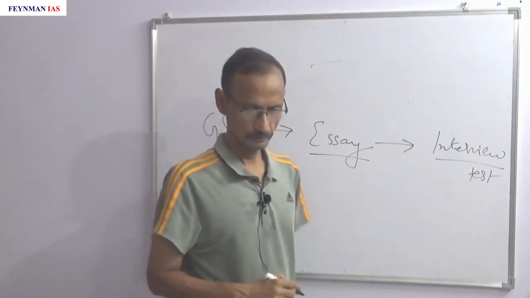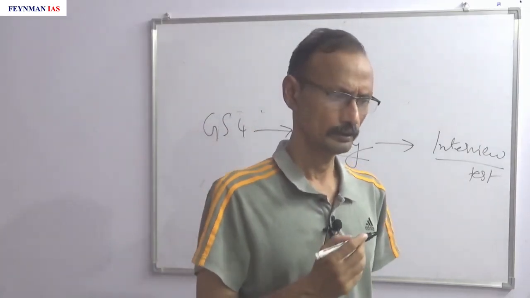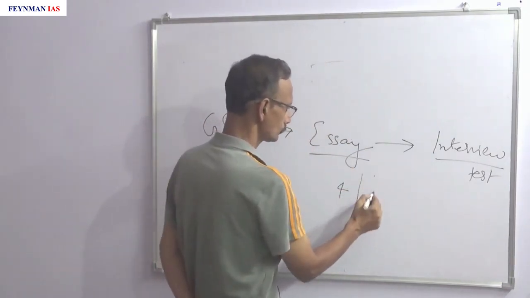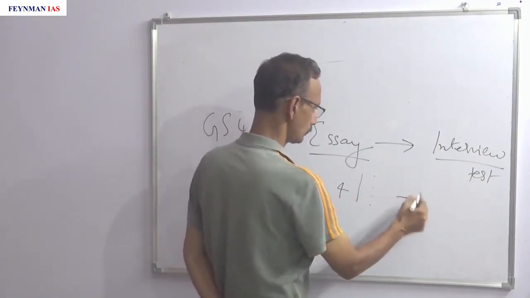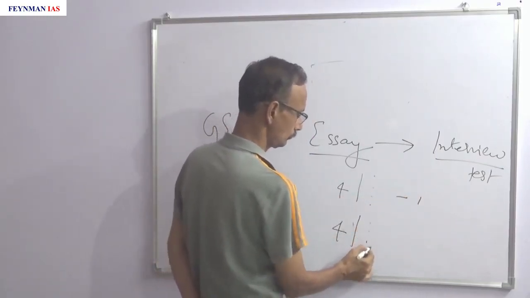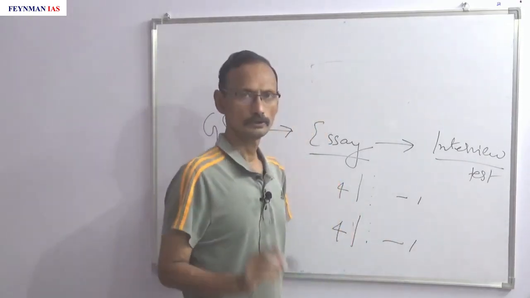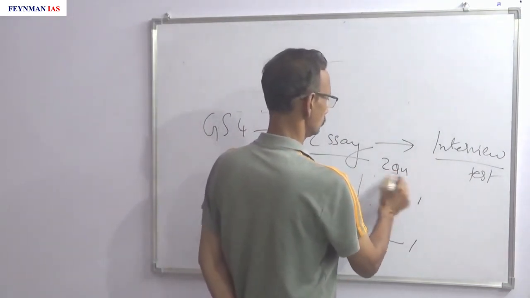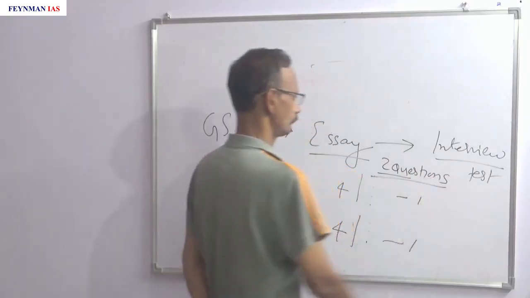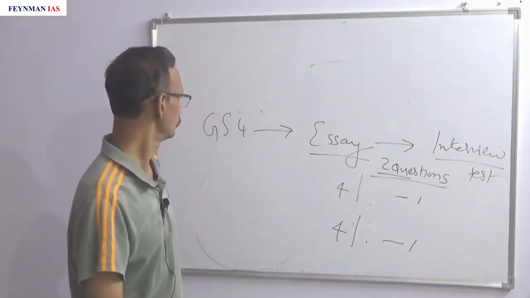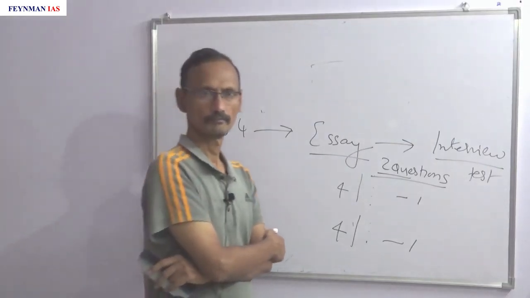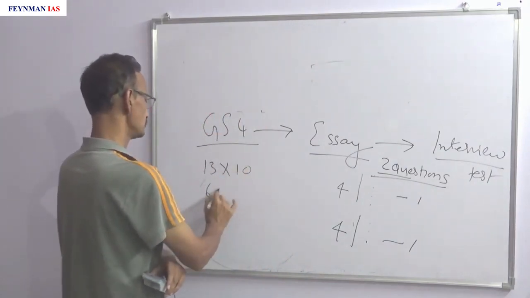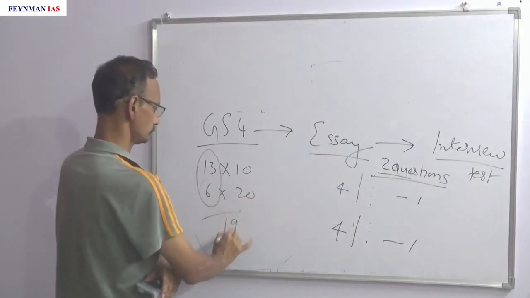Essay is of a different pattern. They give 4 questions, out of which you choose one in one section, and another 4, 1. So in a 3-hour examination, you are expected to write only 2 questions. Whereas in GS 4, 13 into 10 plus 6 into 20, 19 questions.